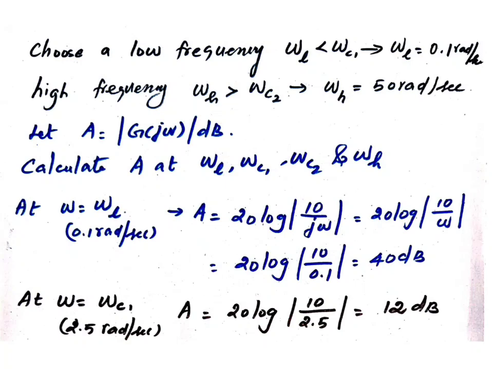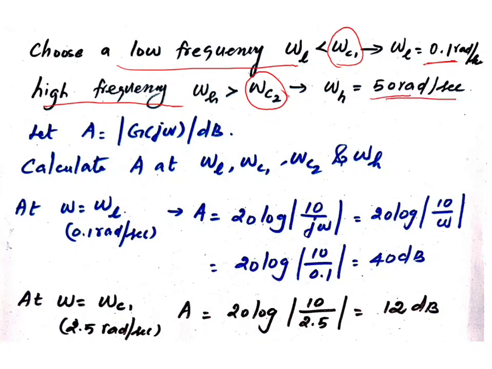In order to plot the magnitude graph, we need more points. Hence, we take a low frequency ωL, which is less than the first corner frequency. In this case, we assume the low frequency is 0.1 radian per second, and a high frequency, which should be greater than ωc2, the second corner frequency. Here we assume 50 radians per second. So we have four frequencies. For each frequency we have to find the gain A. Let A be equal to the magnitude of G(jω) in dB.